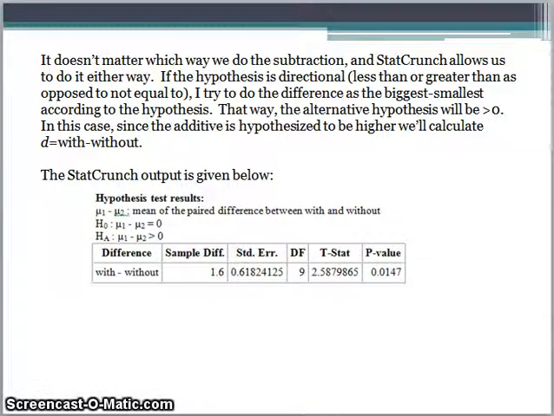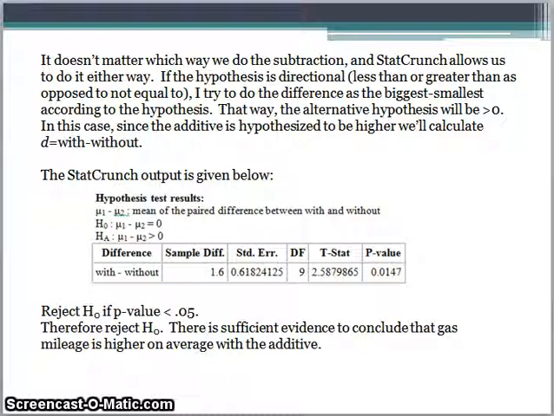So here's our output. We do with minus without. The sample difference is 1.6, which means that on average, with the additive, people would get 1.6 more miles per gallon. And then there's our test statistic and p-value. Reject H0 if p-value is less than 0.05. This p-value 0.0147 is less than 0.05, so we would reject H0 and say that there is sufficient evidence that gas mileage is higher with the additive.